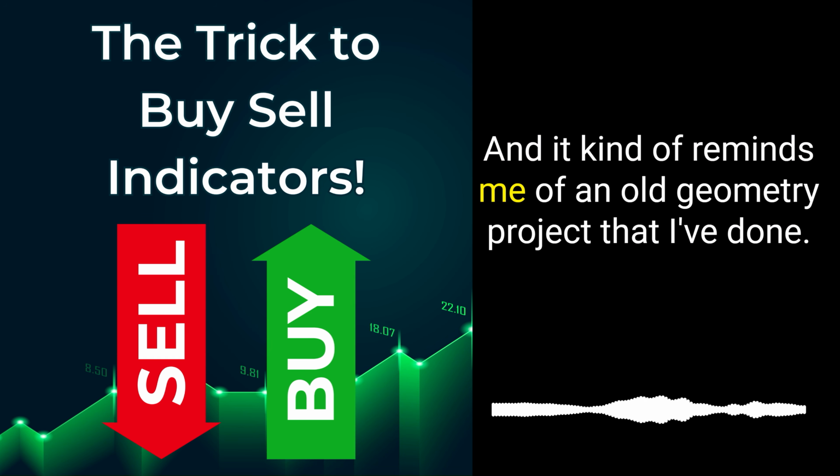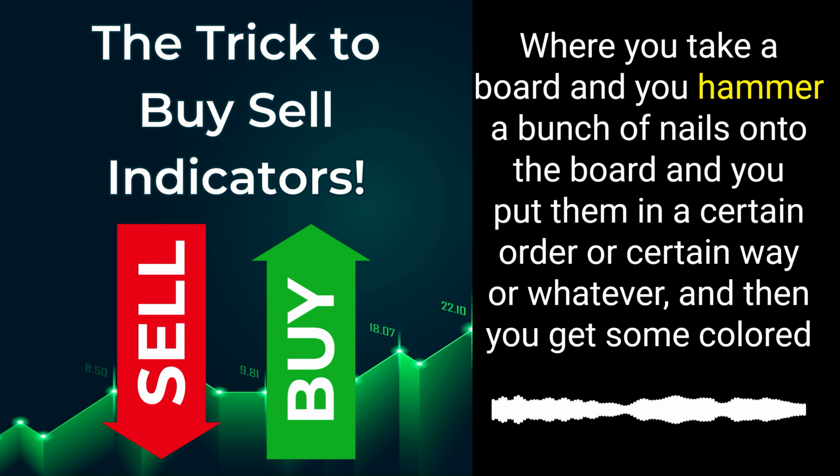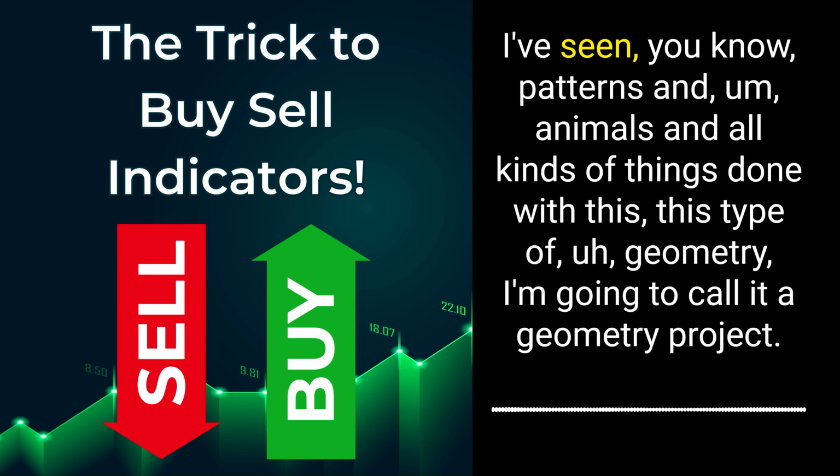And it reminds me of an old geometry project that I've done, and my kids have done, where you take a board and hammer a bunch of nails onto it in a certain order. Then you get some colored string and wrap or connect the nails together with the string in a certain way, and you can create various geometric shapes. I've seen patterns and animals and all kinds of things done with this type of geometry.